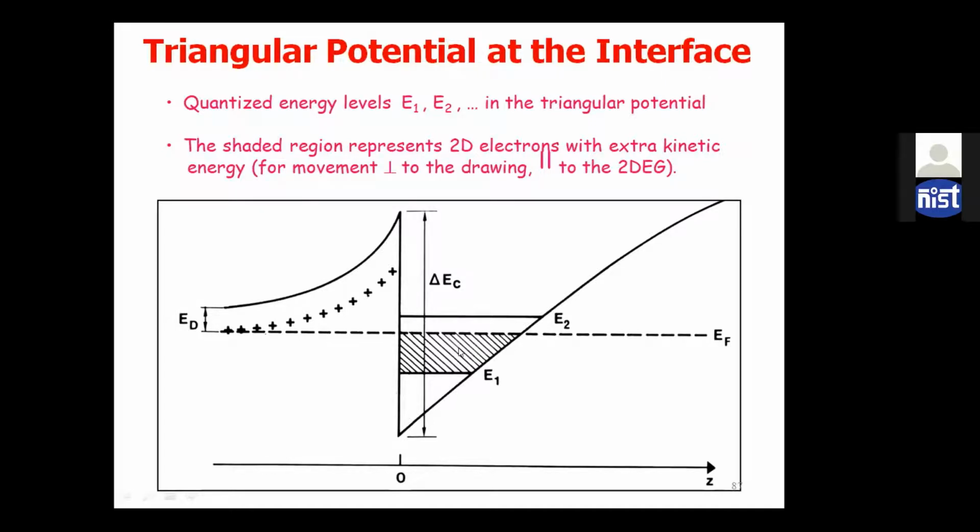So the electrons which are below the Fermi level will contribute to the transport property. That means they will contribute to conduction. This shaded region represents the electrons with the extra kinetic energy, for motion perpendicular to the drawing. That means they can move in this direction, perpendicular to this surface.